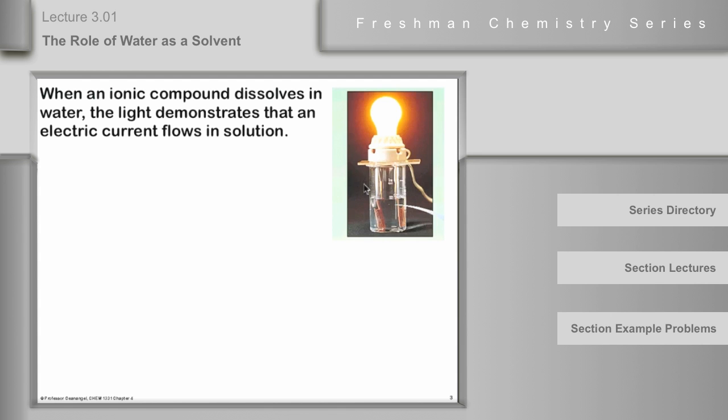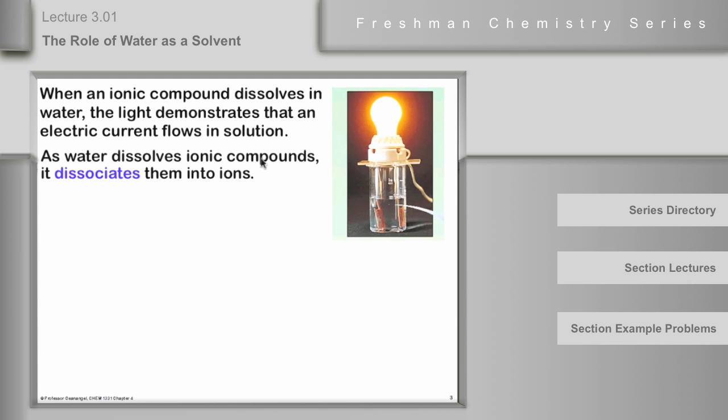And that tells you that ions are present in solution because current flows by virtue of the fact that those ions can move between the electrodes, and they help conduct the current. If there aren't any ions, there won't be any current. So as water dissolves ionic compounds, the process results in the ionic compounds dissociating into ions.